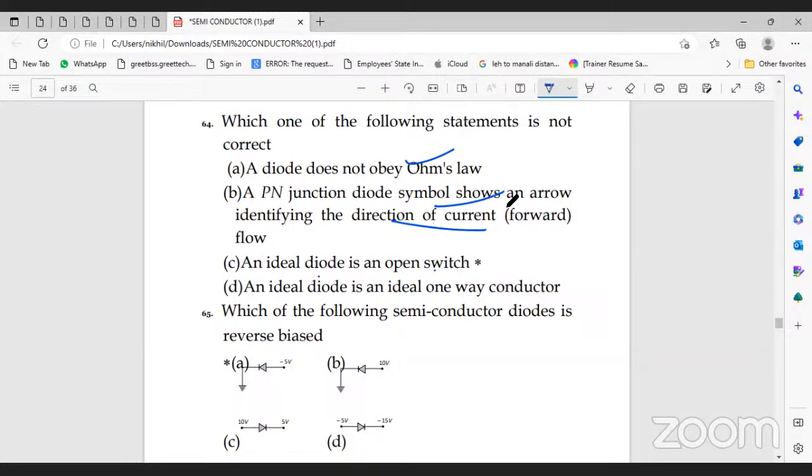How? Ideal diode, where the current flows continuously, there will be no opposition at all. So it cannot be used as a switch. Transistor is going to be used as a switch. So diode cannot be used as a switch. This is the wrong statement.